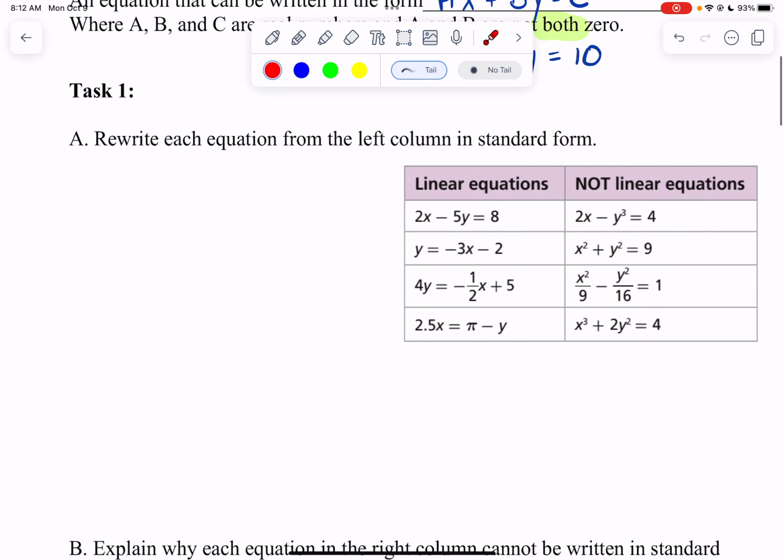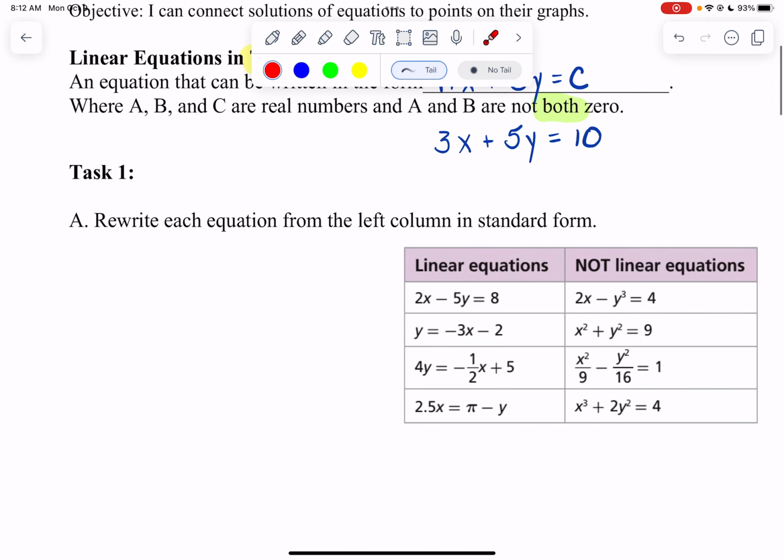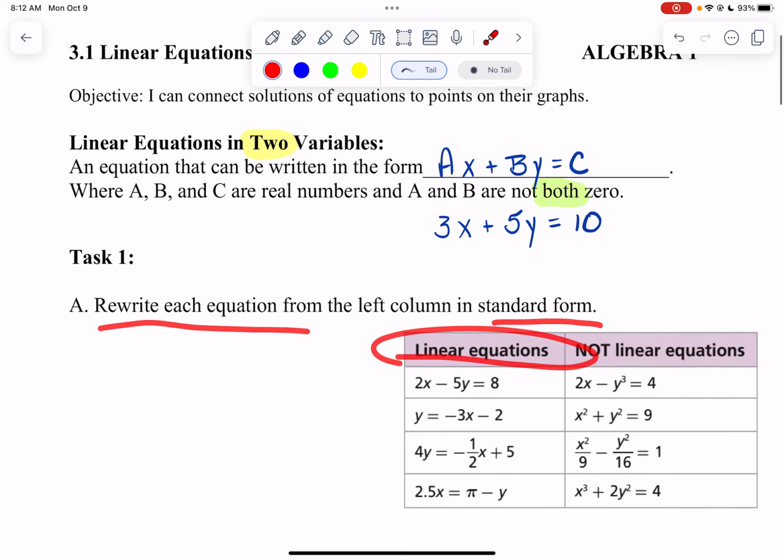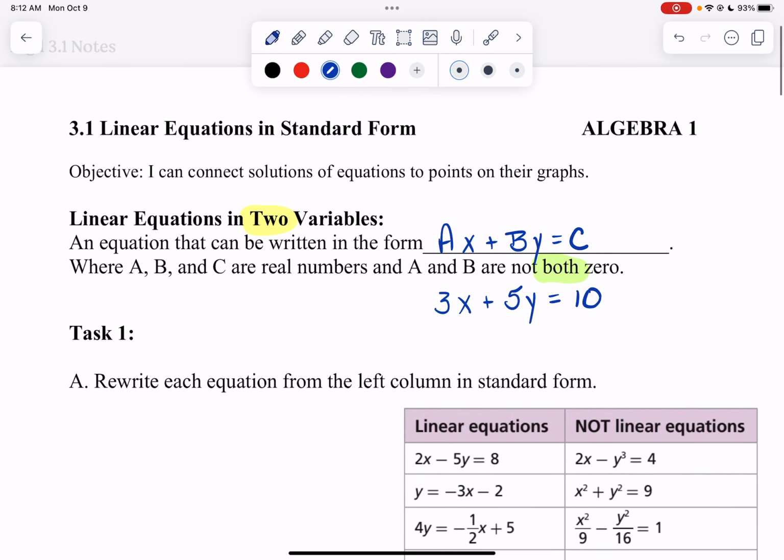So here in task 1, we have a table of a bunch of equations that are linear and some that are not. Not all equations are linear. Our first bit is we want to look at the linear ones and write them in standard form. This is what is called standard form: ax plus by equals c is standard form for a linear equation.